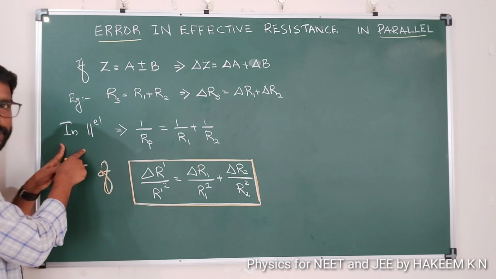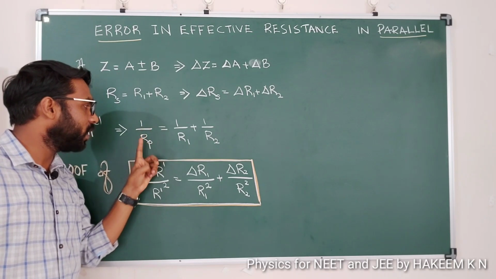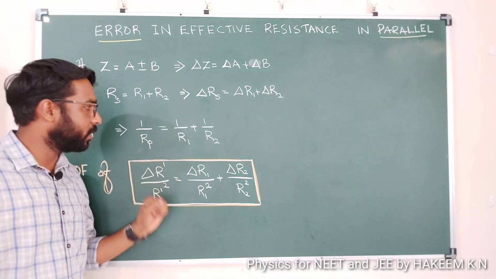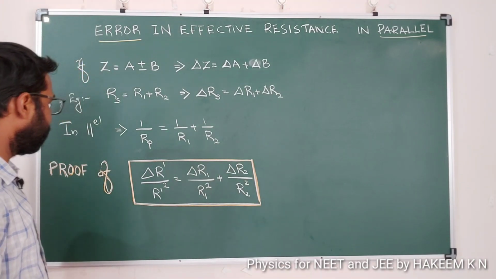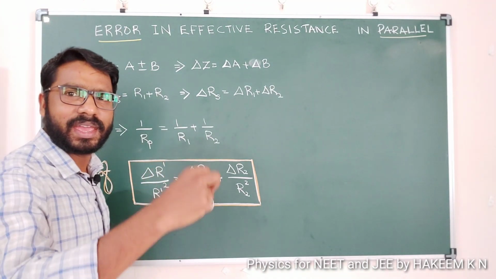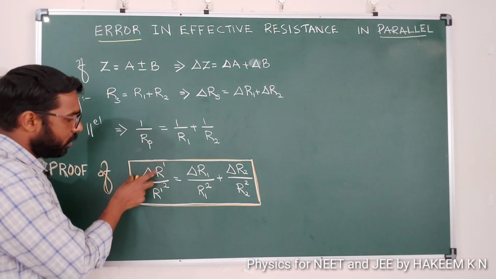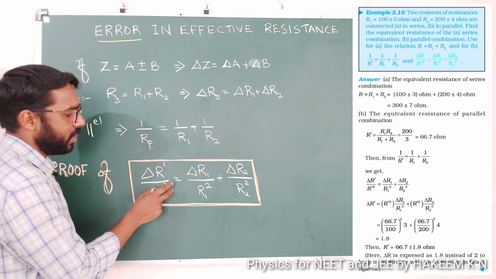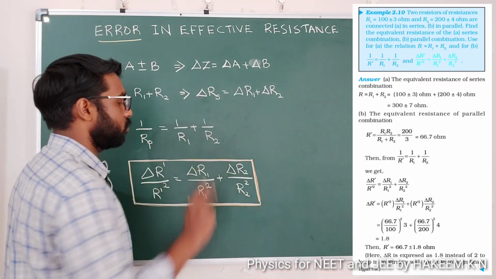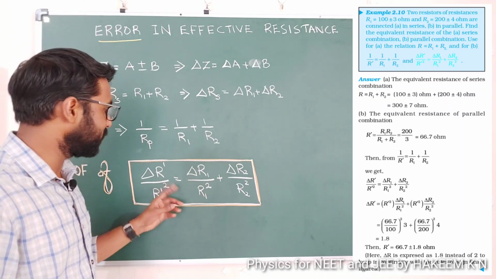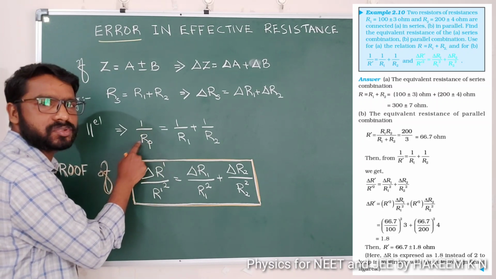And in parallel connection, effective resistance Rp is given by 1 by Rp equal to 1 by R1 plus 1 by R2. And there you can see an equation in the NCERT textbook, the chapter units and measurement: delta R dash by R dash square equal to delta R1 by R1 square plus delta R2 by R2 square. R dash is used instead of effective resistance Rp.